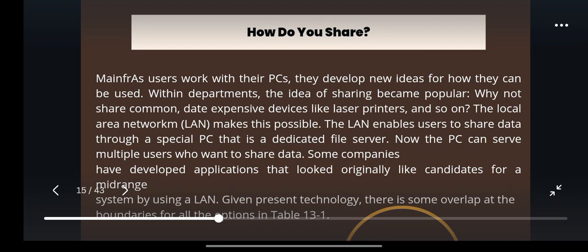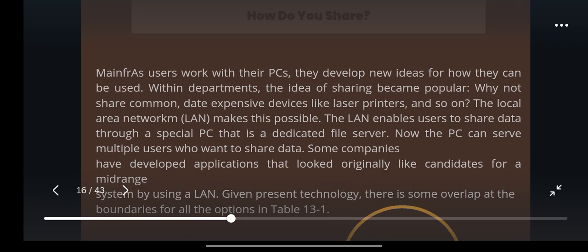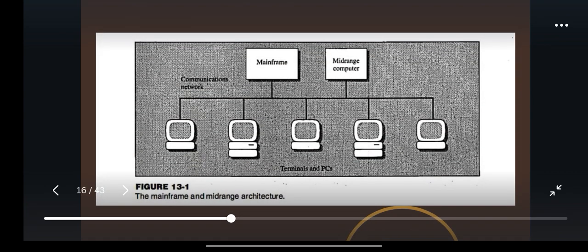Some companies have developed applications that were originally candidates for a mid-range system by using a LAN. Given present technology, there is some overlap at the boundaries for all the options. So you will see it at Table 13-1. So here is the mainframe and mid-range architecture. So, the communication network. So as you can see, here's the mainframe and the mid-range computer.